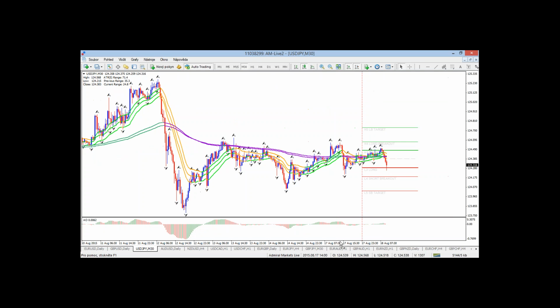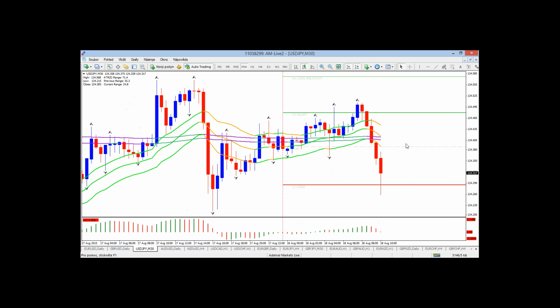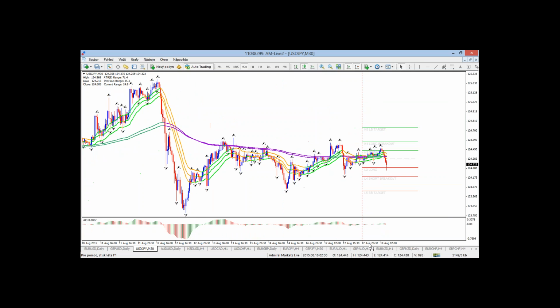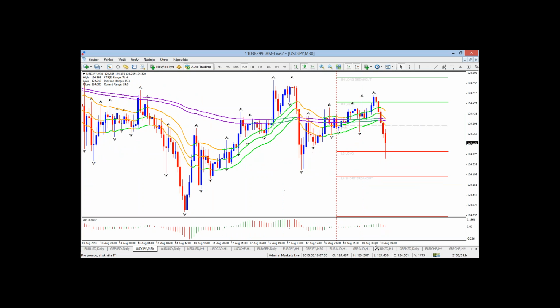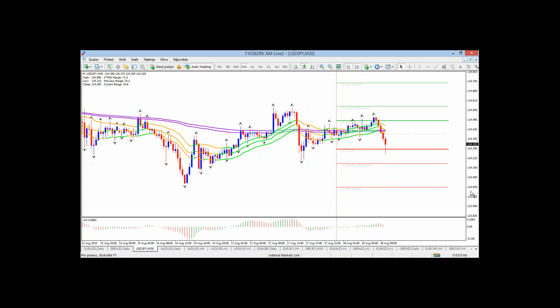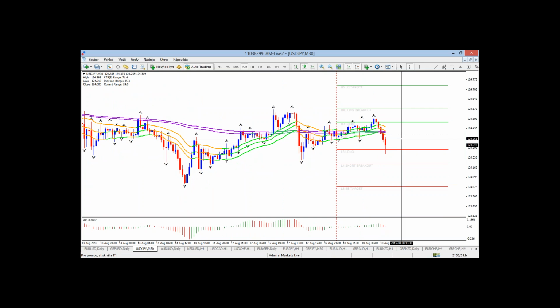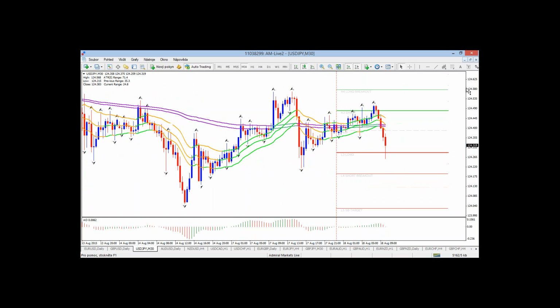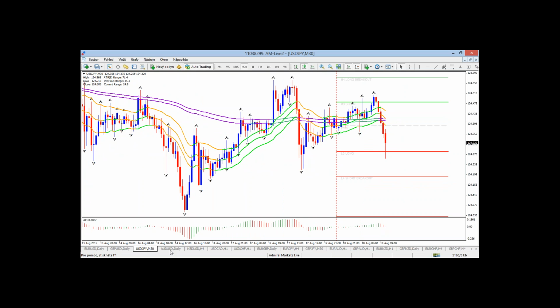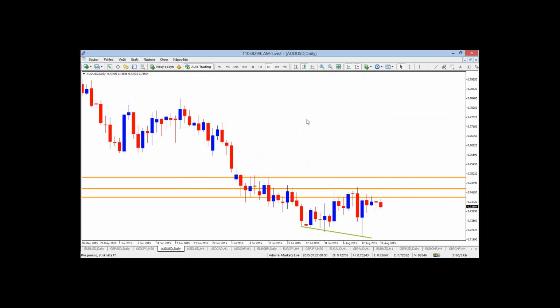Thirty-minute chart looks choppy. Moving averages aligned here. The Camarilla levels are quite close to each other. It's only 25 pips difference between L3 and L5. That's not a good pair for the Camarilla. Let's move on.